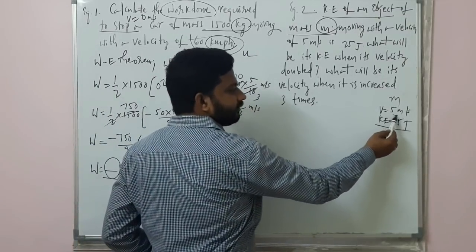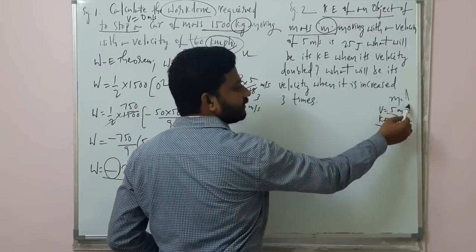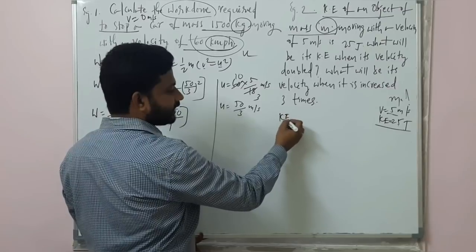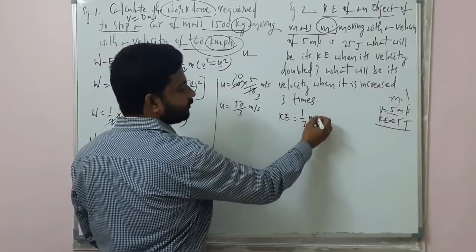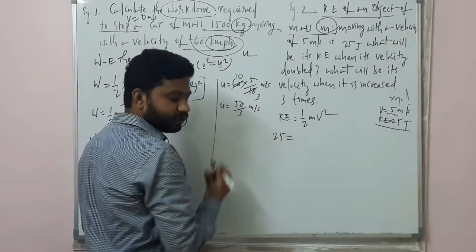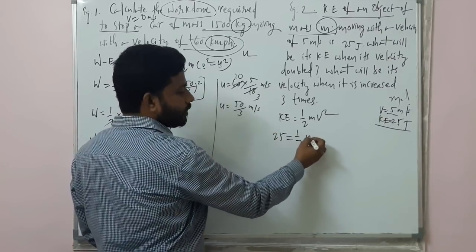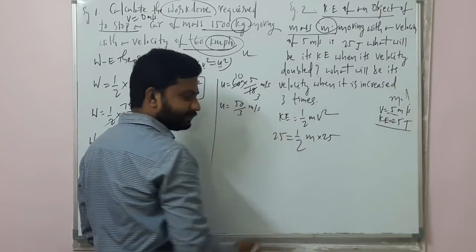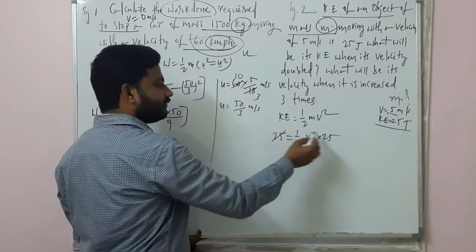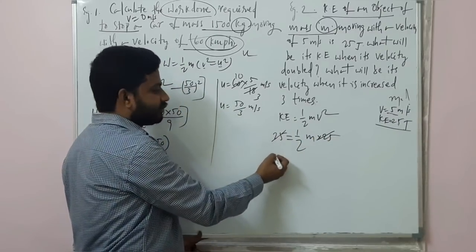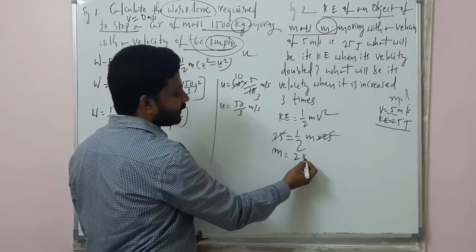Kinetic energy is given, velocity is given, the mass is not given. You can calculate mass by using the kinetic energy expression. What is the kinetic energy expression? Half mv square. Kinetic energy is 25, which equals half into mass into v square. V square is 5 square, which is also 25. So the 25 cancels here. When 2 comes to the other side, the mass of the object is 2 kilogram.